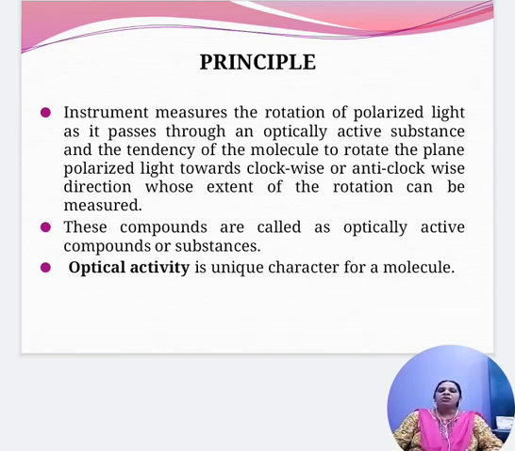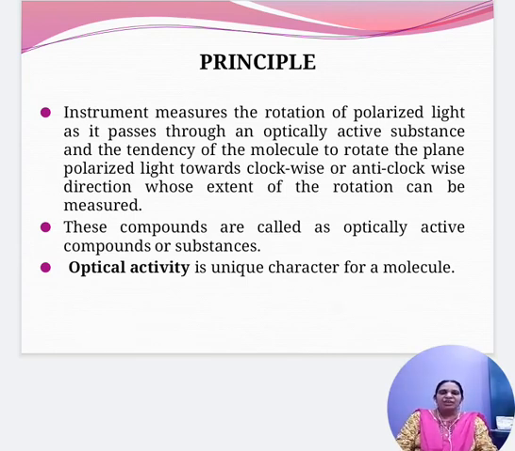These compounds are called optically active compounds. When polarized light is passed through the optically active compounds, the molecules have the tendency to rotate the plane polarized light. So by measuring the angle of rotation, we can identify the compound, we can identify the substance. There is one more factor called optical activity, which is a unique characteristic of a molecule. Each molecule has its own optical activity.